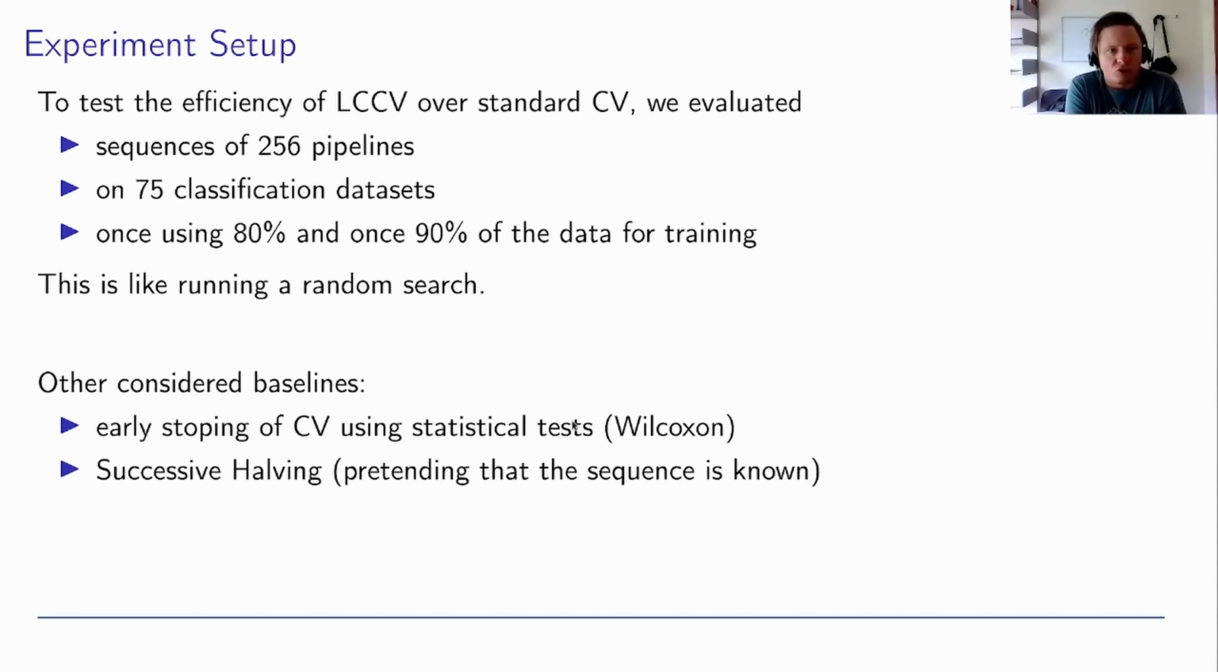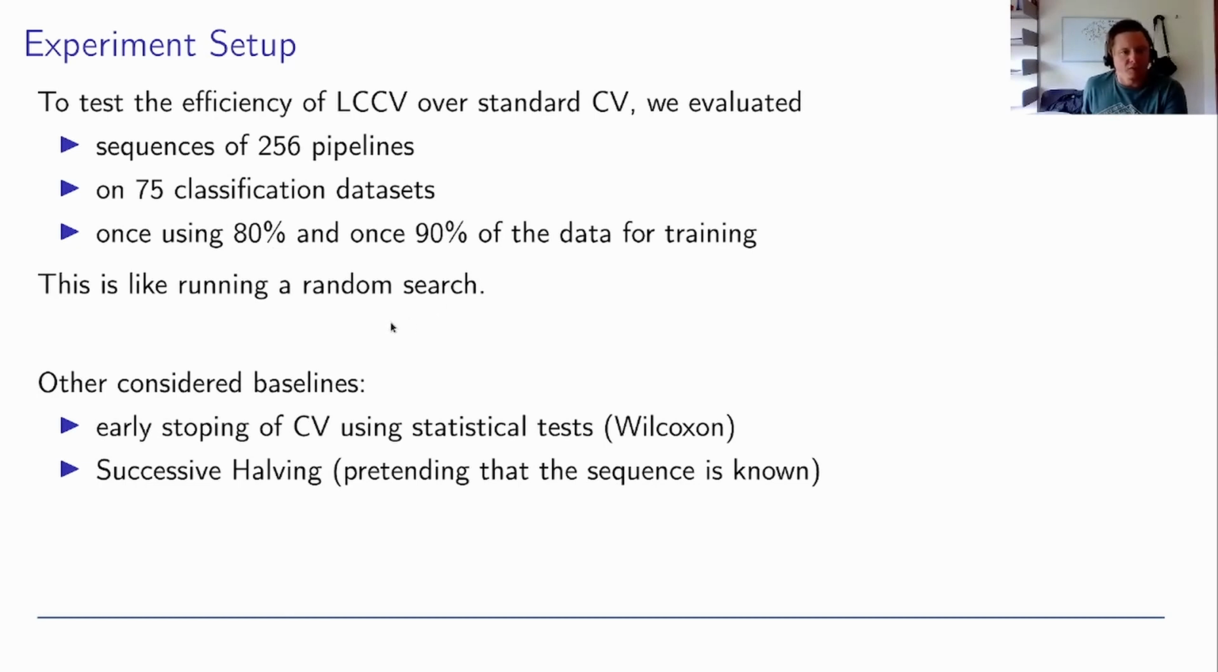In our experimentation, we looked at the following scenario. We simulated an AutoML tool that employs a simple random search. So this basically says we took 256 random pipelines which are evaluated on 75 classification data sets, and we used once 80% and once 90% for this maximum number T of training examples that can be used. So this is to say that we compare here against 5-fold cross-validation and here against 10-fold cross-validation.